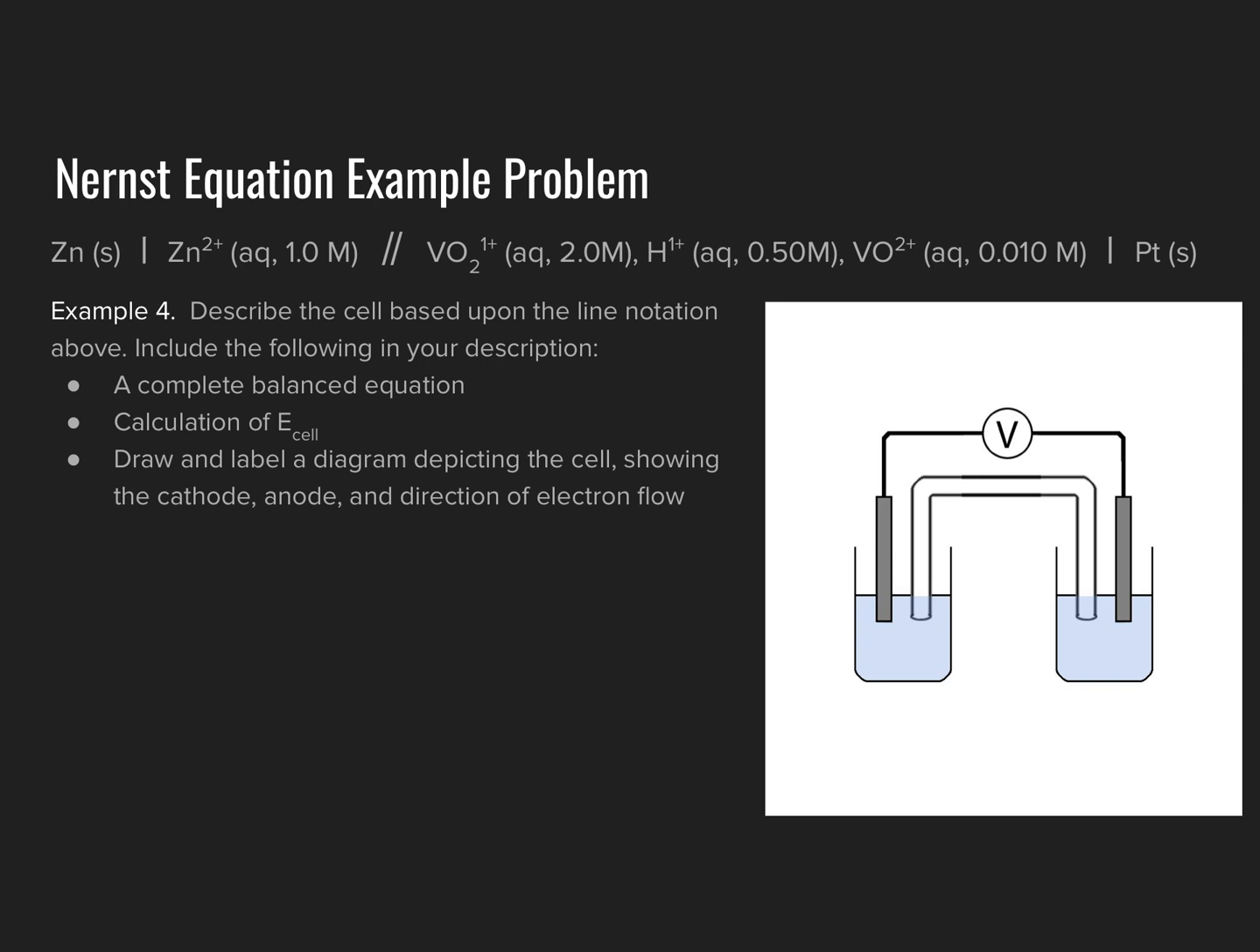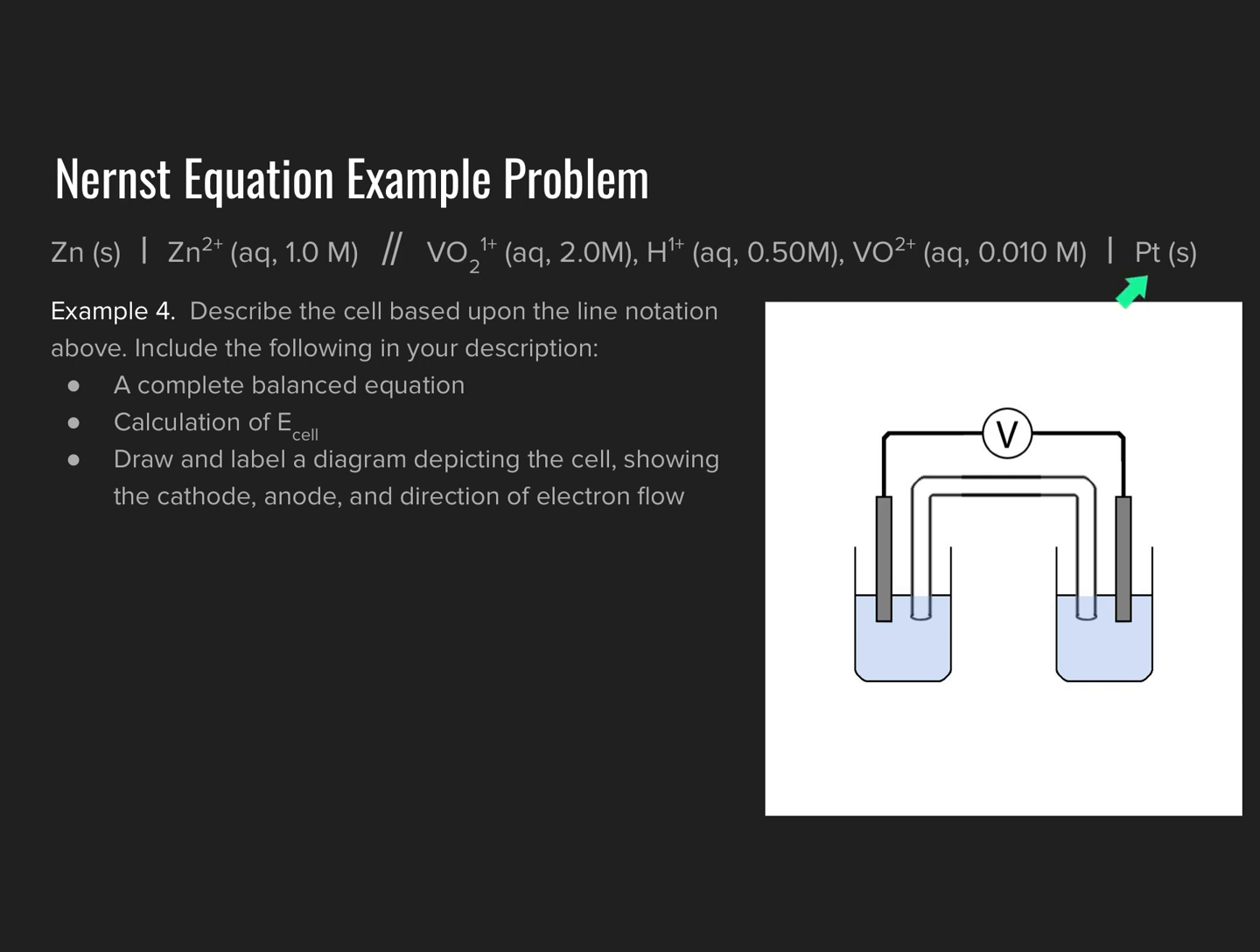We are providing you here with cell notation describing an electrochemical cell where the first half cell is composed of a zinc electrode, and then we've got a solution of aqueous zinc ions at a concentration of 1.0 molar. That is against standard concentration. And in our other half cell, we've got a platinum electrode here.